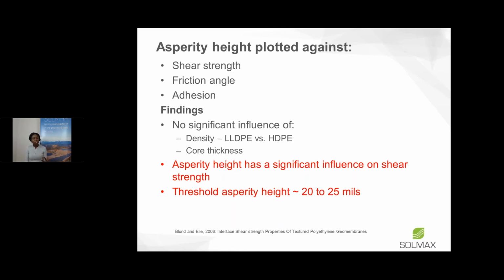Also, for the core thickness of the materials tested, there wasn't any influence. What it did find was that there was an influence of asperity height on the shear strength. So smooth versus textured, or as you increase the asperity height, they found that the shear strength increased. However, they found that there seemed to be a threshold beyond which increasing the asperity height did not do much for increasing the shear strength, the interface shear strength along the geomembrane surface. And what they found was this threshold was between 20 to 25 mils of asperity.